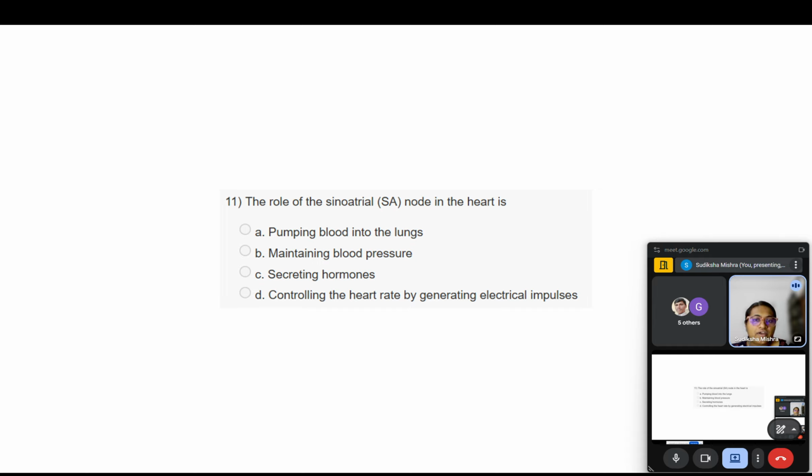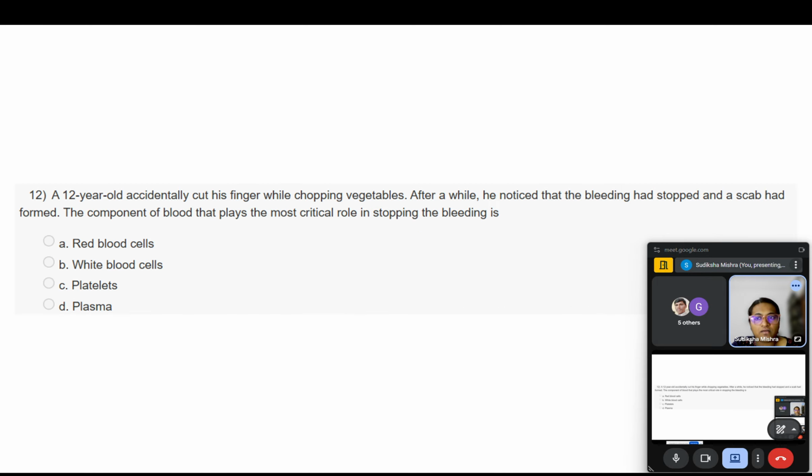The role of the sinoatrial or SA node in the heart is pumping blood into lungs, maintaining blood pressure, secreting hormones, or controlling the heart rate by generating electrical impulses. The answer is D, controlling the heart rate by generating electrical impulses.